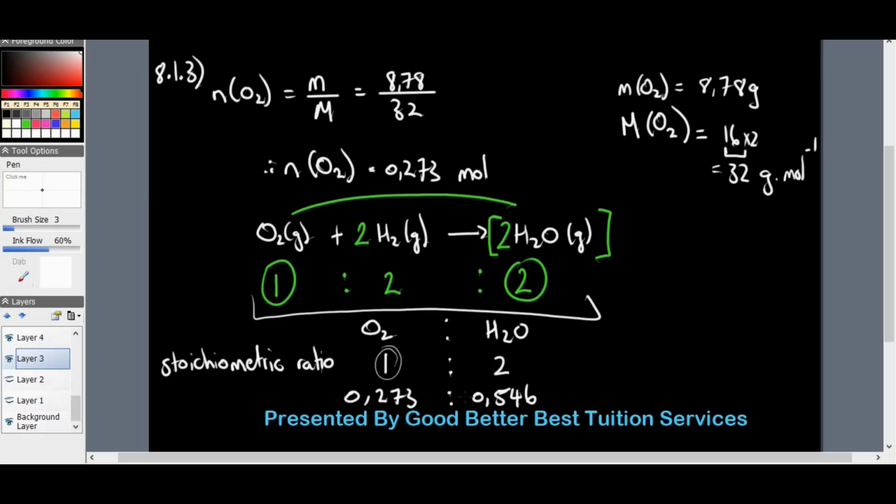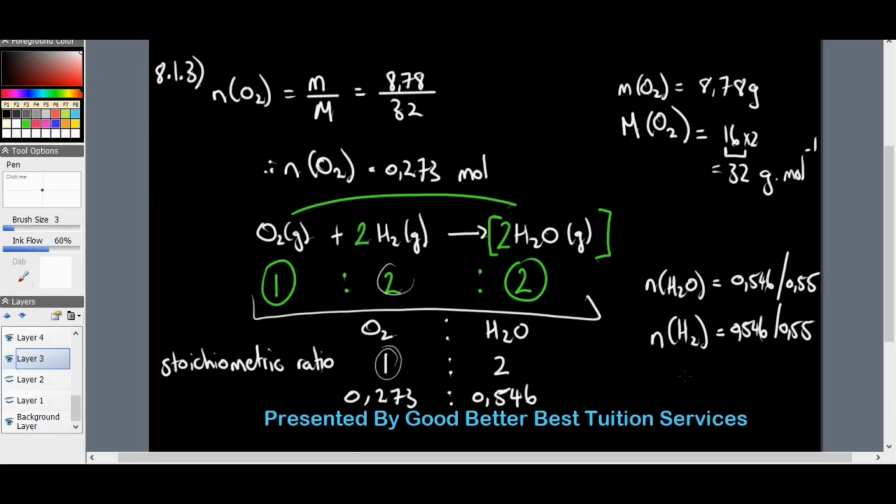Or if you want to round it up to 2 decimal places, remember hydrogen is also in the same mole ratio as water, so you can say the number of moles of water, H2O, is equal to 0.546, or you can round it up to 0.55, and the number of moles of hydrogen gas will also be equal to the same thing, 0.546 or 0.55, whichever one you decide to round up or down.